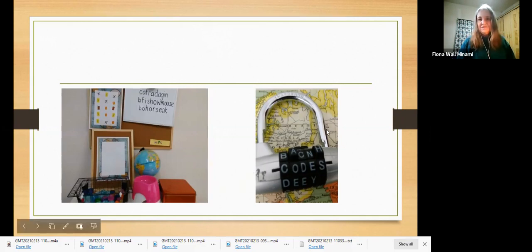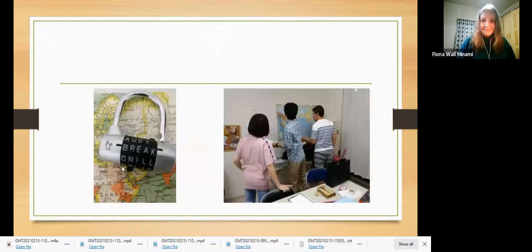And I had a lot of physical locks, some with words, some with numbers, break codes. On the right, I forced my family to do my escape room. I think they enjoyed it.